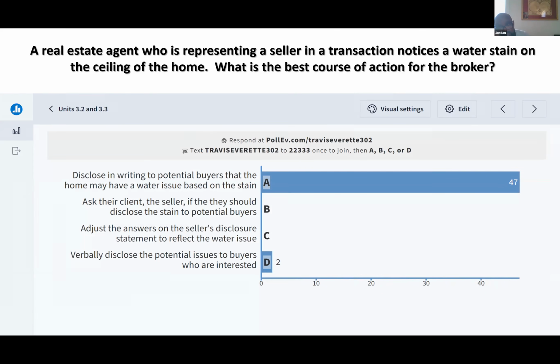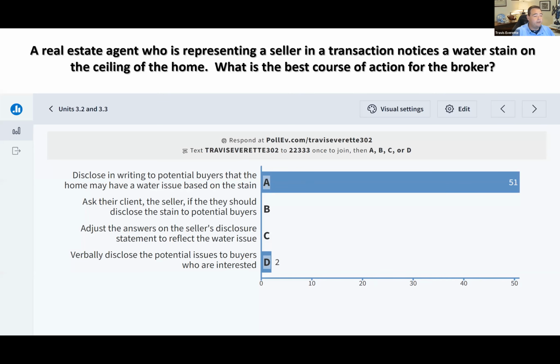Yes. These are not our clients. It says a real estate agent who's representing the seller. So I'm not disclosing to my client. I'm disclosing to who? Customers. So give them just the facts. I like A. I'm not going to choose it yet. We'll make sure it's none of the others.